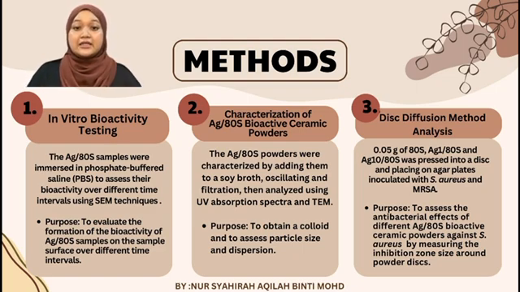The next method is the characterization of silica-based calcium phosphate powder. The powders were characterized by adding them to a soy broth, oscillating and filtration, then analyzed using UV absorption spectra and transmission electron microscopy (TEM). The purpose of the method is to obtain a colloid and to assess the particle size and dispersion of the sample.